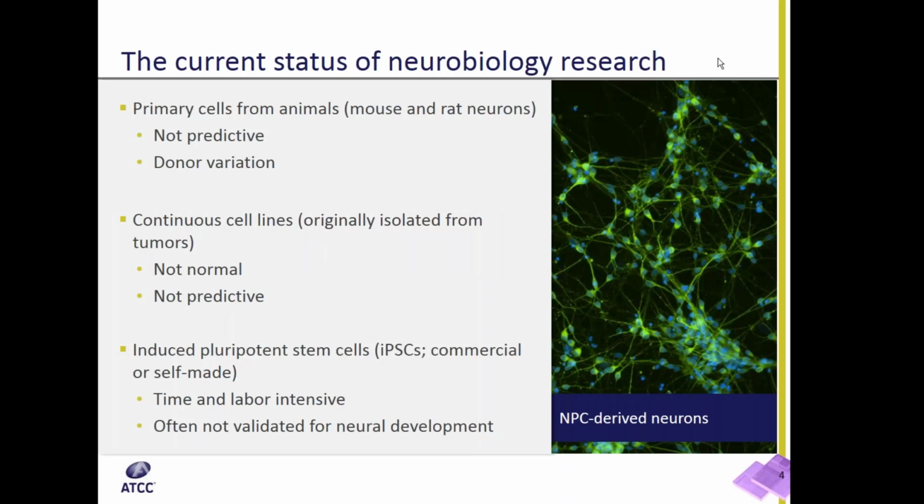In the current state of in vitro neurobiology research, models come from either primary cells from animals, such as mice or rats, continuous cell lines that are usually isolated from tumors, and induced pluripotent stem cells, or iPSCs, which are either commercially acquired or made in your laboratory. The problems with building your models of neurobiology from these sources are that the primary animal neurons, for example, are not predictive and have a wide donor variation.